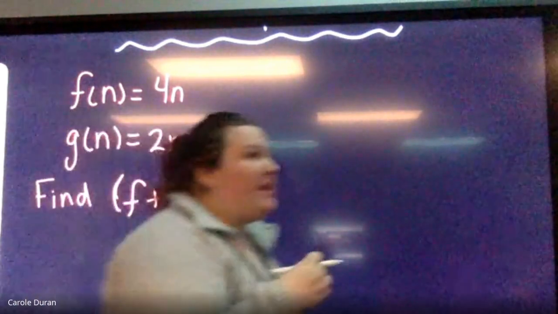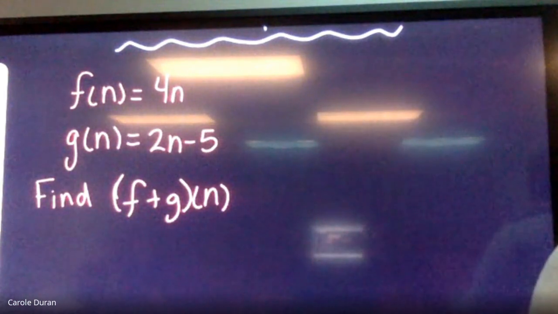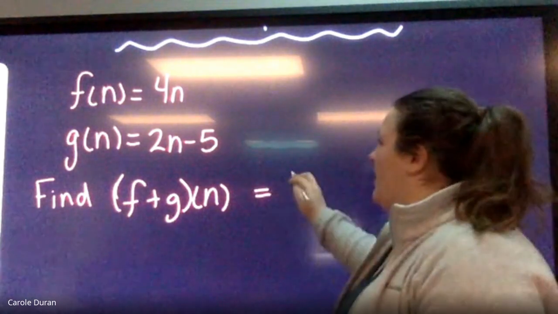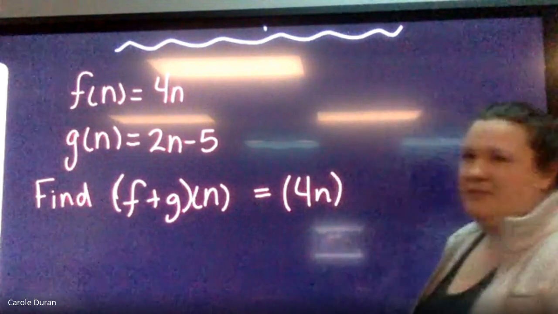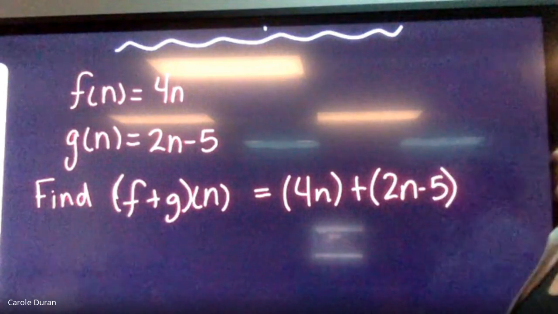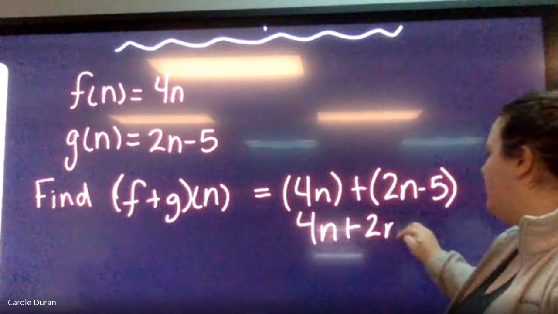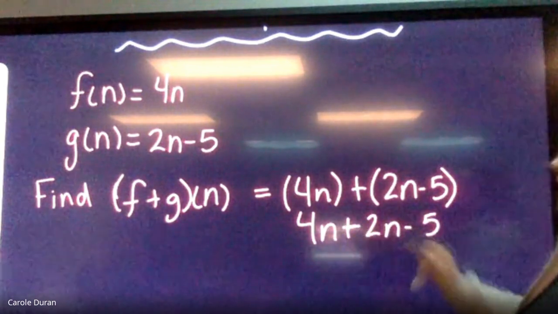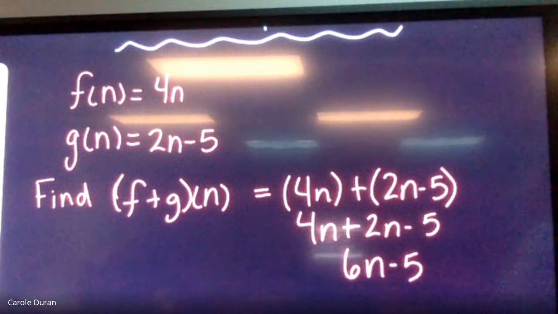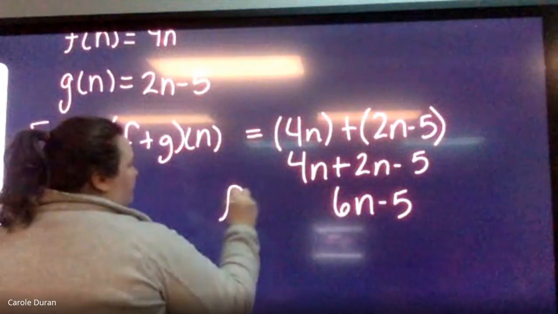So this literally means I'm taking function f and adding to it function g and then simplifying, leaving my variable there. So this becomes 4n, which is my f function, plus my g function, 2n minus 5. I get rid of the parentheses, which allows me to go ahead and start combining my terms. 4n and 2n become 6n, and then minus 5. So f plus g of n is equal to 6n minus 5.